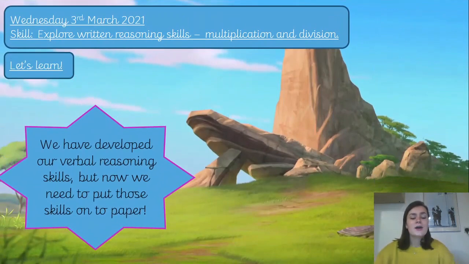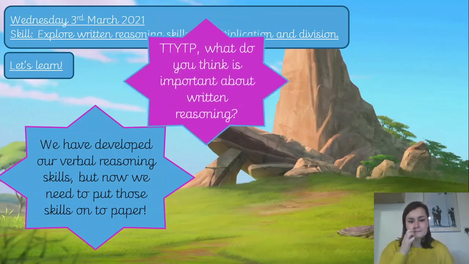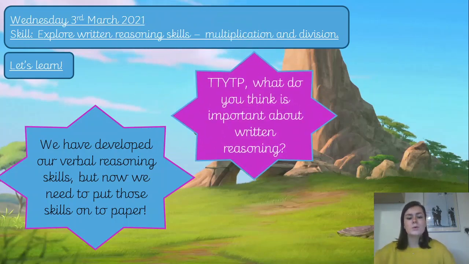Okay, so we have developed our verbal reasoning skills, and from what I hear, you've all been doing a fantastic job with that, so well done. But now we need to start putting those skills that we've been practicing verbally onto paper. So talk to your talk partner. What do you think are some key rules that we need to remember when we are writing our reasoning? Pause the video and have a little think.